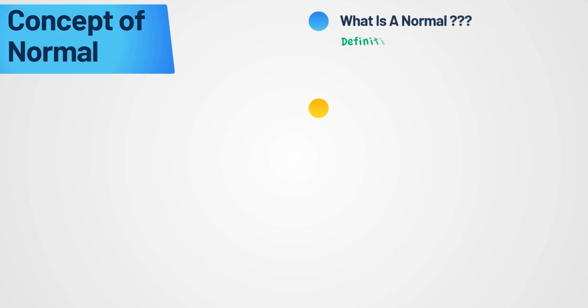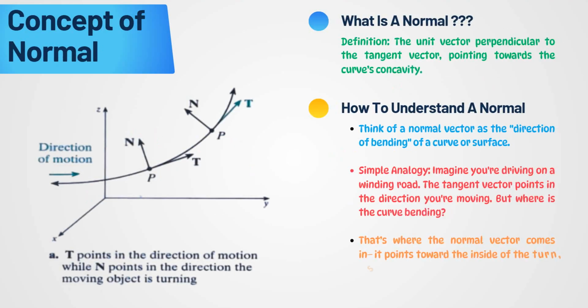Now let's tune in to the concept of normal. What is a normal? Definition: the unit vector perpendicular to the tangent vector, pointing towards the curve's concavity. How to understand a normal. Think of a normal vector as the direction of bending of a curve or surface. Simple analogy: imagine you're driving on a winding road. The tangent vector points in the direction you're moving. But where is the curve bending? That's where the normal vector comes in. It points toward the inside of the turn, showing the direction of curvature.